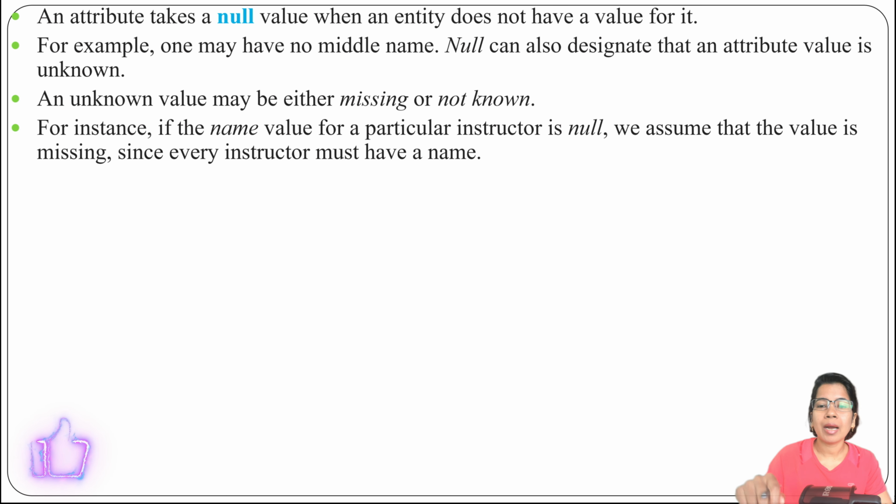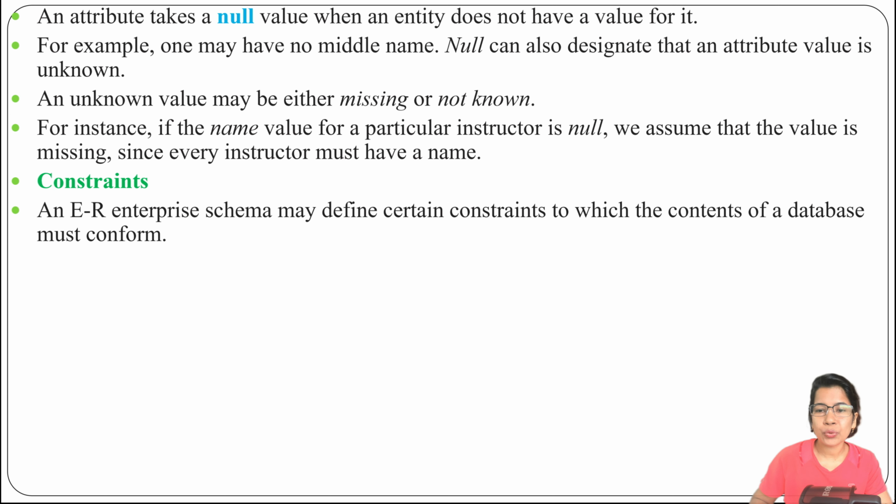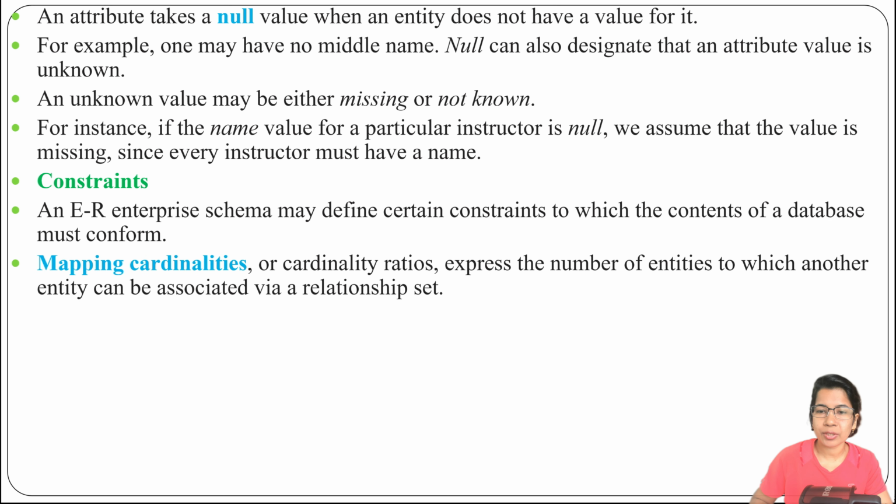Hey everyone, I already discussed entity set, relationship, and attributes in the ER model. Next I will discuss constraints. The ER enterprise schema may define some constraints for each database. What is a constraint? A constraint is some kind of restriction. Mainly I will discuss two types of constraints: one is mapping cardinality, another is participation constraint.